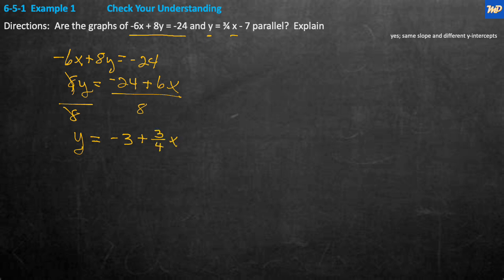3/4 x. And if I rewrite it, it'll be y equals 3/4 x minus 3. And let's check. Is the 3/4 slope here correct? Yes, 3/4 is the slope up on the top. And how about -3? Is that different than -7? Yes, they're different. So therefore, the lines are parallel because they have the same slope and differing y-intercepts.